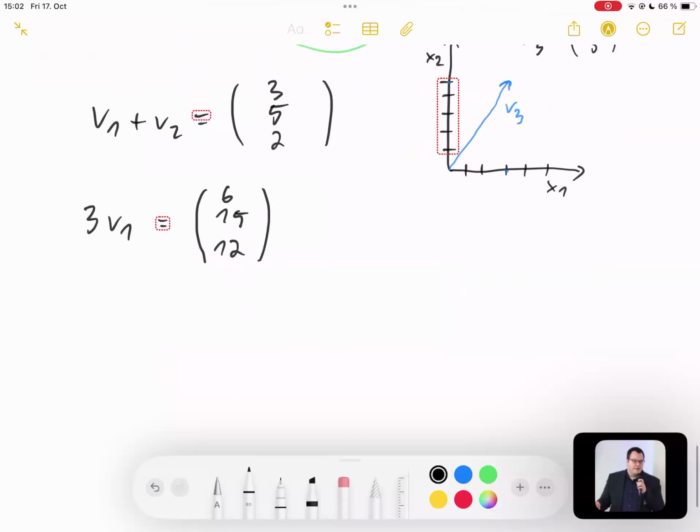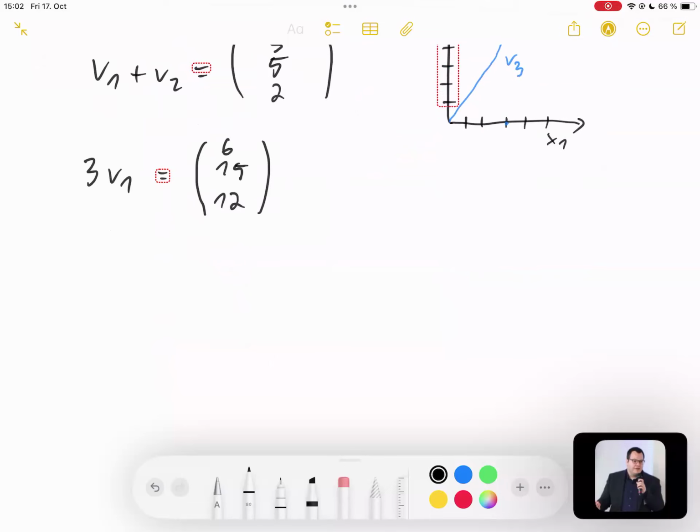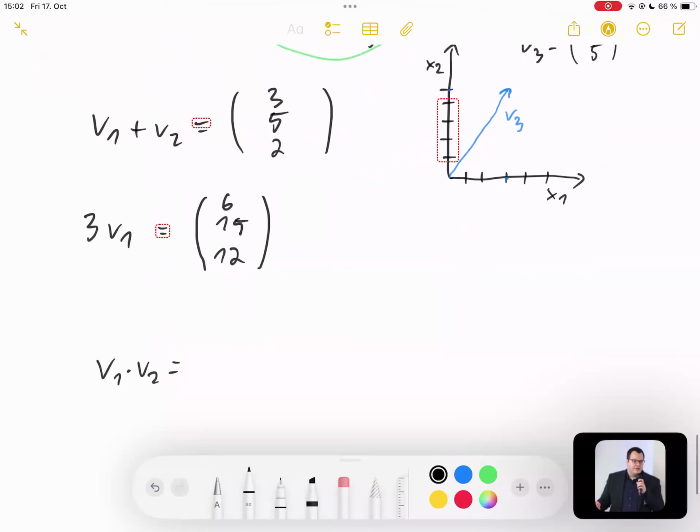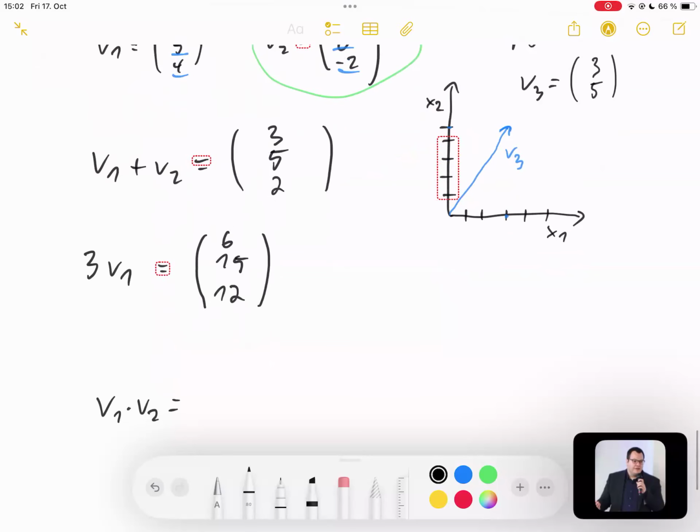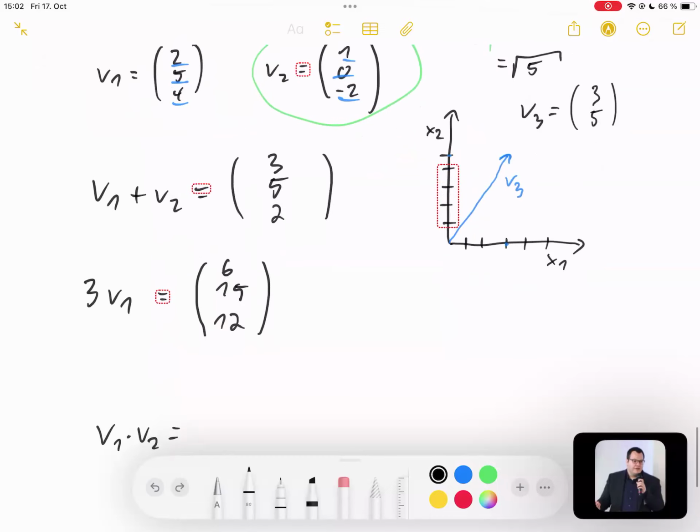Then there is another concept, which is a product of 2 vectors. So v1 times v2. For example, we would just calculate the scalar product. Maybe you can tell us what's the scalar product of v1 and v2. You should all be familiar with the scalar product.